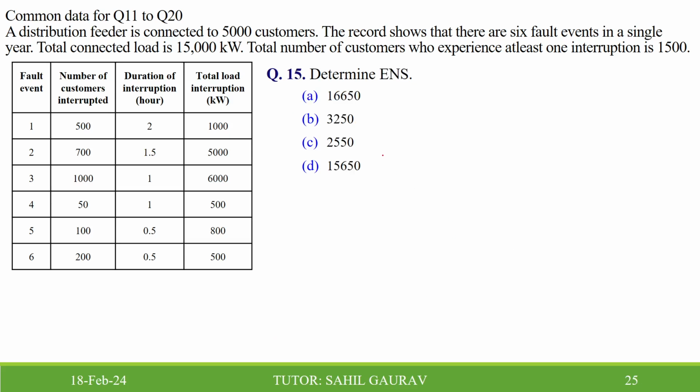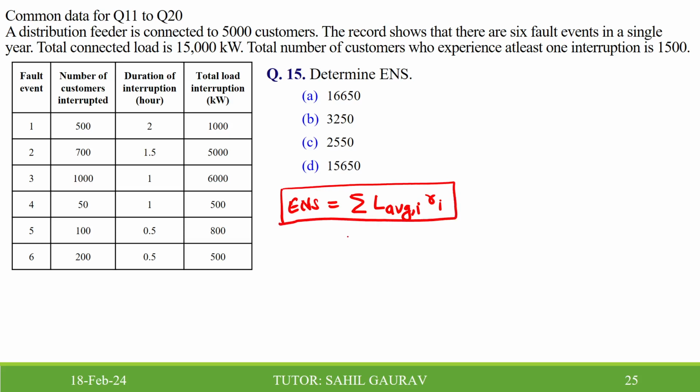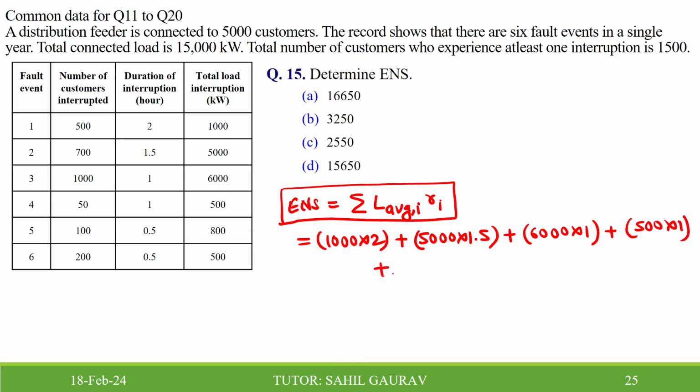Now moving forward to 15th problem, energy not supplied. That is most easily to remember. Energy not supplied is the sum of the average total connected load times the restoration time or fault time, L average i into Ri. It is the energy not supplied. So we have to multiply the second and third column: 1000 into 2 plus 5000 into 1.5 plus 6000 into 1 plus 500 into 1 plus 800 into 0.5 plus 500 into 0.5. Just compute all these values.